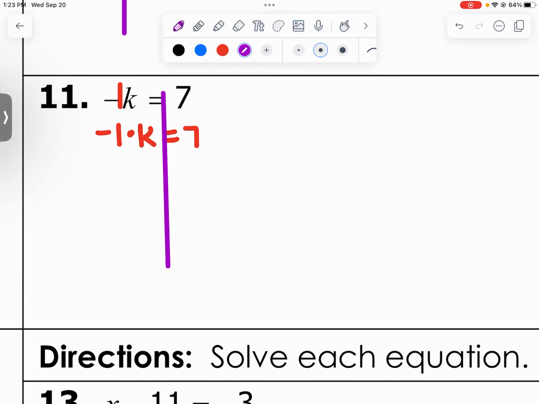So Madison, what do we need to do to both sides? All right, so we have multiplication. We need to undo our multiplication by dividing by -1. Jacob, what's our answer? 7.